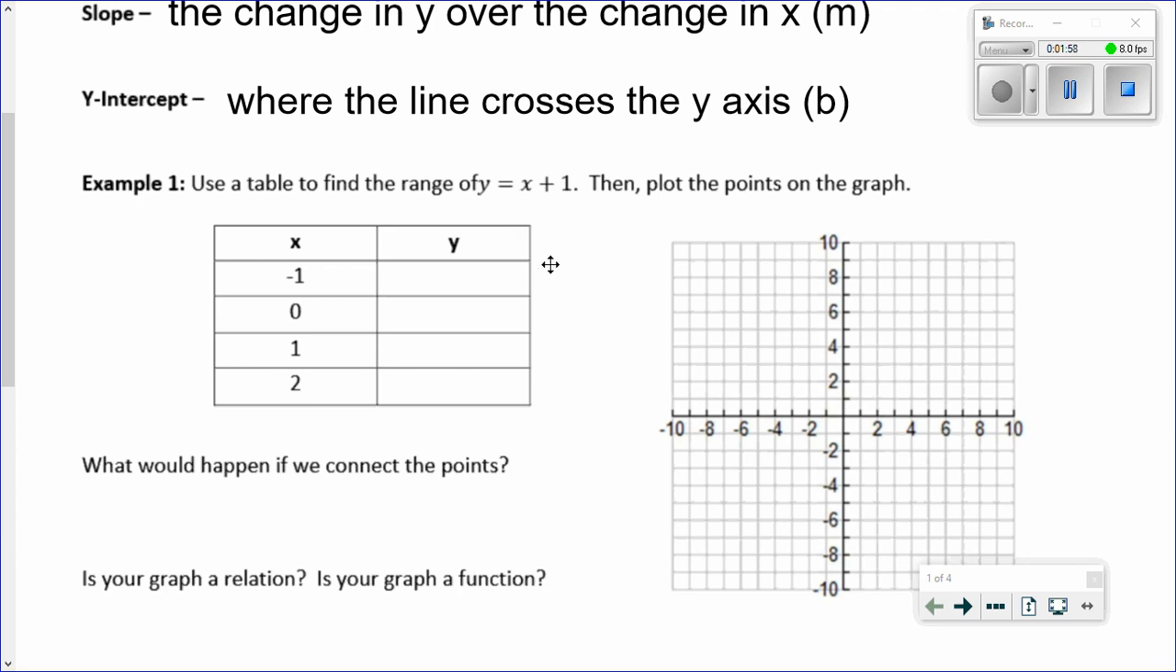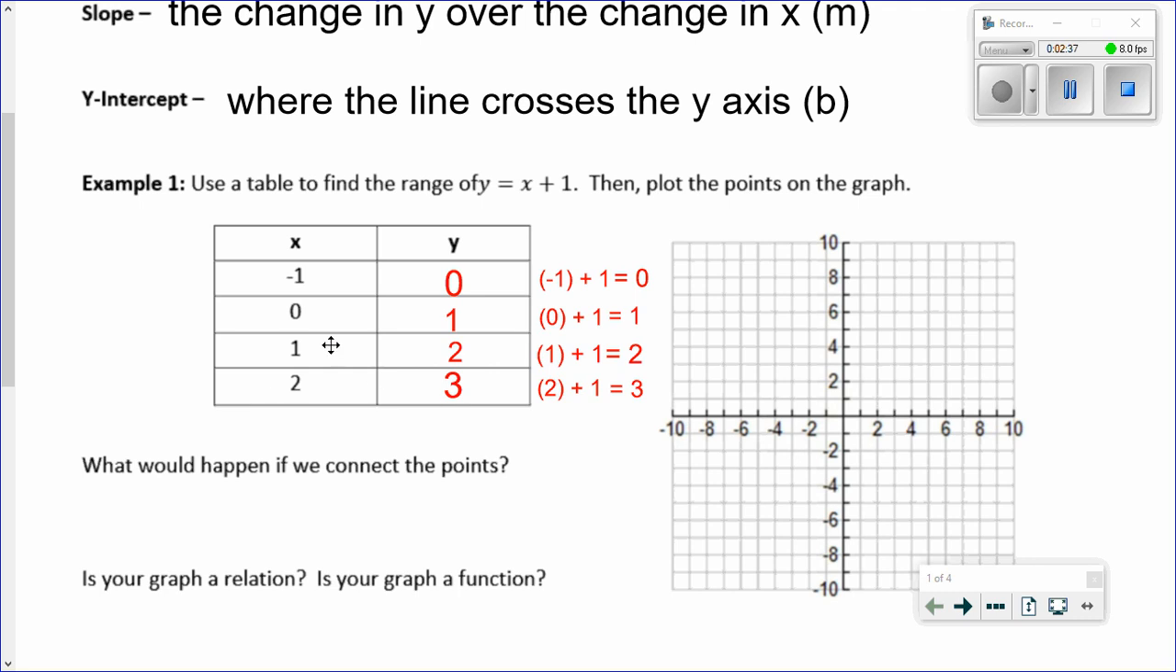I want to plug in -1 for x, so -1 plus 1 equals 0, so that means y is 0. Next we plug in 0 for x into the equation. 0 plus 1 gives me 1, so my y is 1. Now I'm going to plug in 1 for x, so I have 1 plus 1. That equals 2, so y is 2. Then I'm going to plug in 2 into the x part, so I have 2 plus 1. That equals 3, so my y is 3.